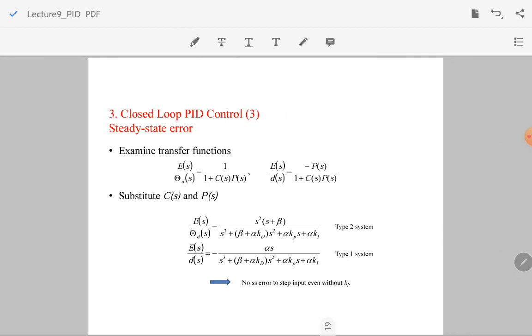So looking at the steady state error first. I looked at the E over theta d and the E over d. Why? Because it can be done in one slide. So this is a little shorter than the transient response.